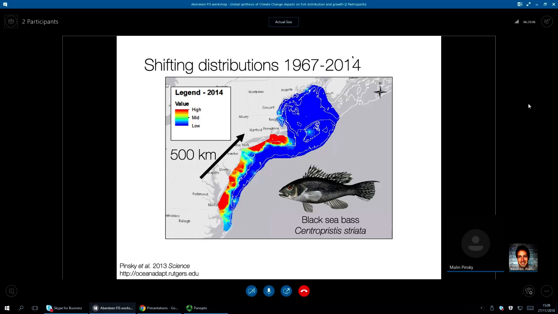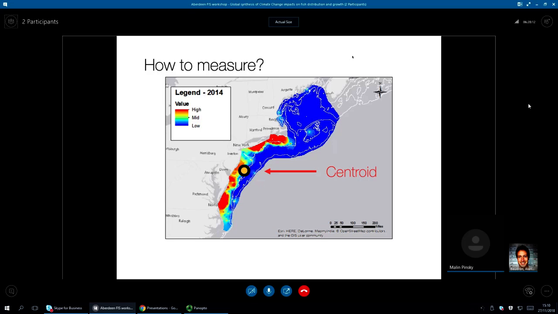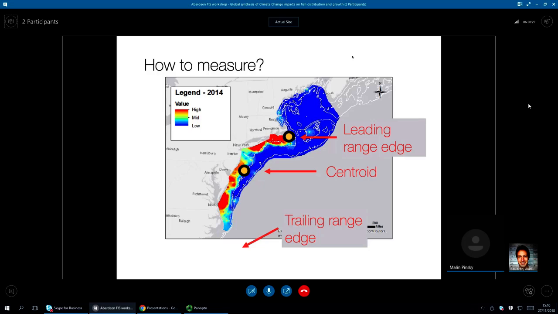So if we're trying to think about how to summarize this, some of the work I showed yesterday was just in terms of a centroid, right? It's just the average latitude of the biomass in this survey. You can also think in terms of that leading edge and how it has moved through space. Trailing edge doesn't show up for this particular species in this survey, but for some species it does. This one's somewhere down south of North Carolina.